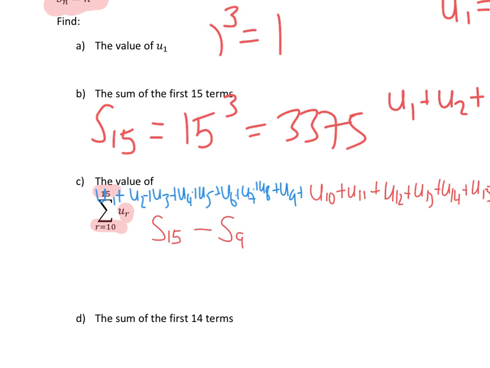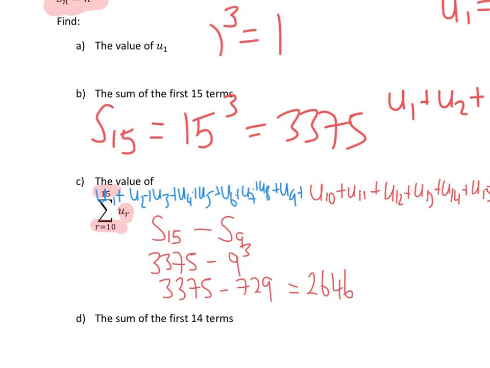And I know how to work out S15 and S9. S15 we just worked out as 3375. S9 would be 9 cubed using the formula that the question told me. So 9 cubed is 729. So 3375 take away 729 gives me 2646. So my summation is 2646.